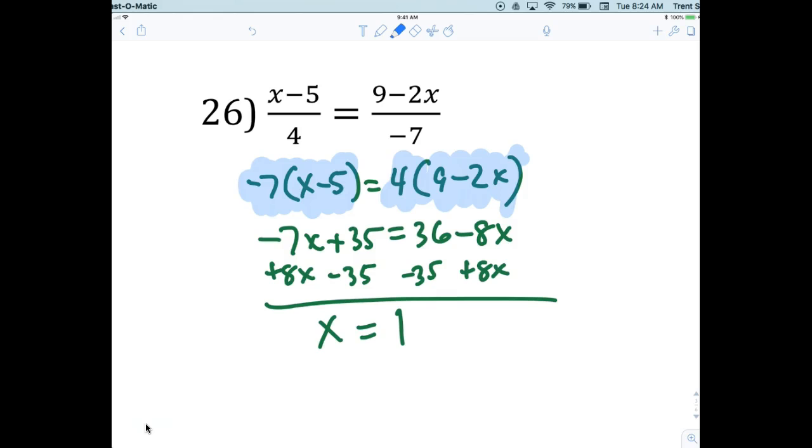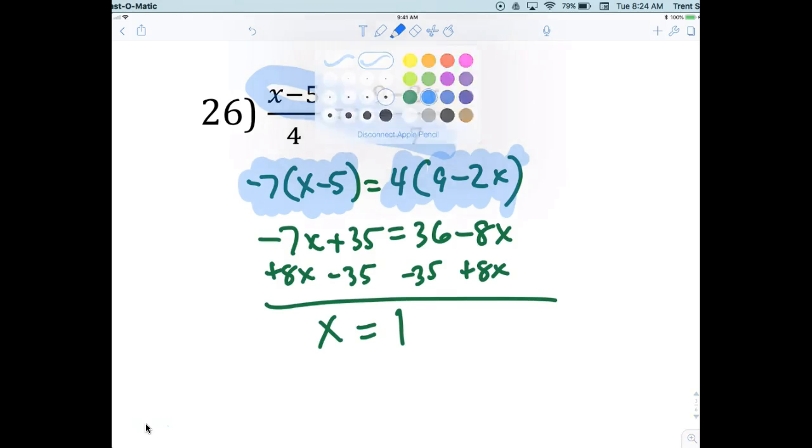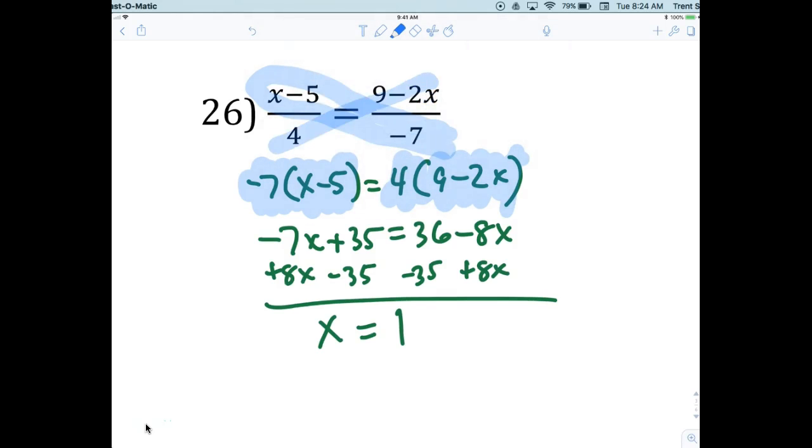Everybody good? Now again, I write the steps out for you, but if you're not sure about something, you can still let me know. Why is the negative 7 going to be x minus 5? Because when I cross multiply, I'm multiplying these two things together, and I'm multiplying these two things together. You with me? So we basically just enter distributive. That's exactly right. You're distributing twice. Very good. You okay with that?